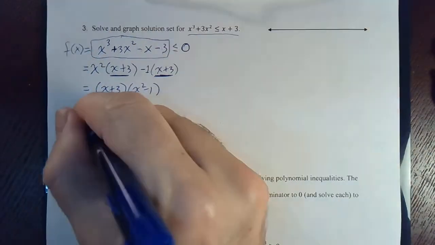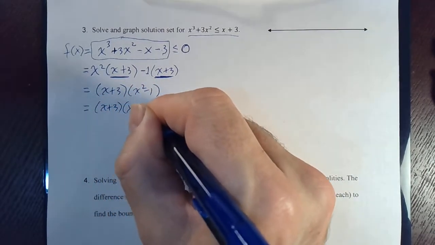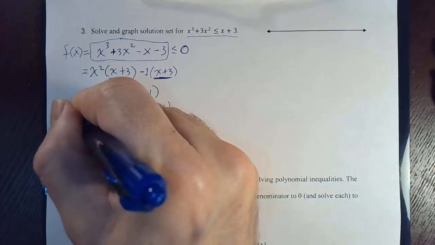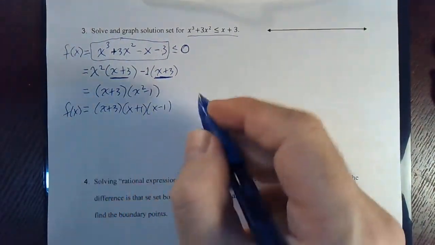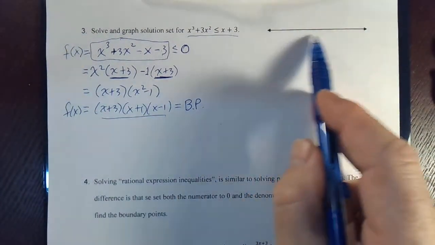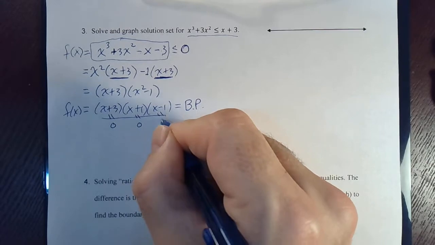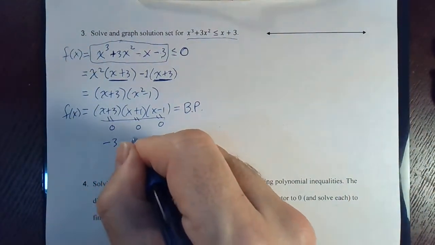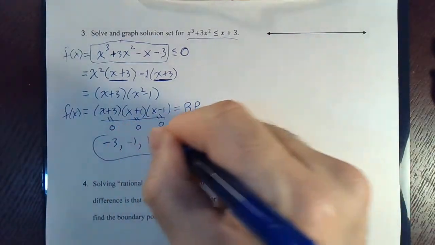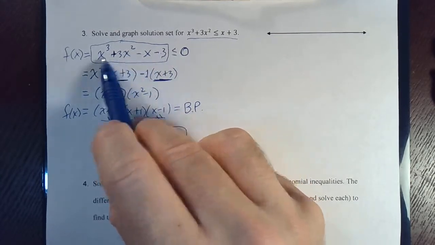One more step and we're done factoring. We just have to take care of this difference of two perfect squares. So we have x plus 3, x plus 1, x minus 1. And we're set. Remember what we have to do now. We're finding the boundary points. So I need to set it equal to 0 in order to get my boundary points, which I'll plot over here on the number line. So we simply do that, and we'll get negative 3, negative 1, and 1. These are my boundary points. They also happen to be the zeros, the x-intercepts, the roots of this function, this polynomial.